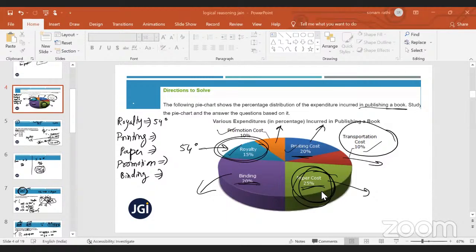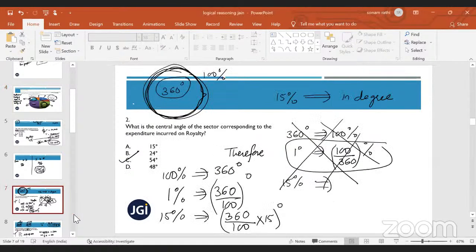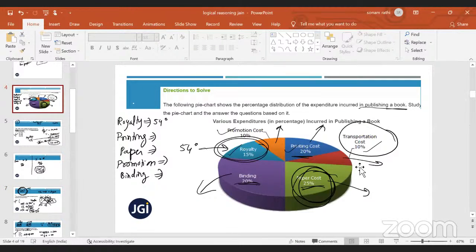Okay. Printing will be how many degrees? You know how to convert into degrees, right? This is the simple technique to convert it into degrees. 360 by 100 into percentage. That will give you degrees. 360 by 100. So for printing, what I will do? 360 by 100 into 20. So this is 72 degrees.